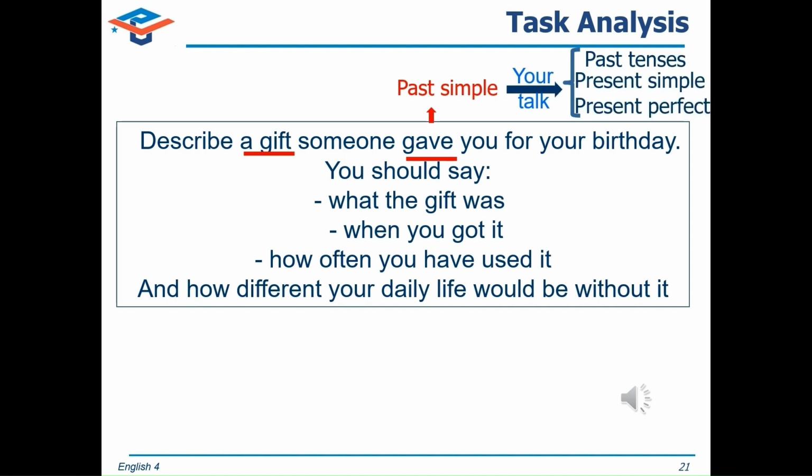Now, look at the four suggested ideas. The first idea is what the gift was. The second idea is when you got it. The third, how often you have used it. And the final idea, how different your daily life would be without it. For example, you talk about a laptop, which is a gift you received from your father on your 20th birthday. So your talk is about a laptop and you can use past tenses such as past simple, past continuous, and past perfect, and present simple and present perfect in your talk. So at home, please come up with a talk and film your speech, then post it to the class website.